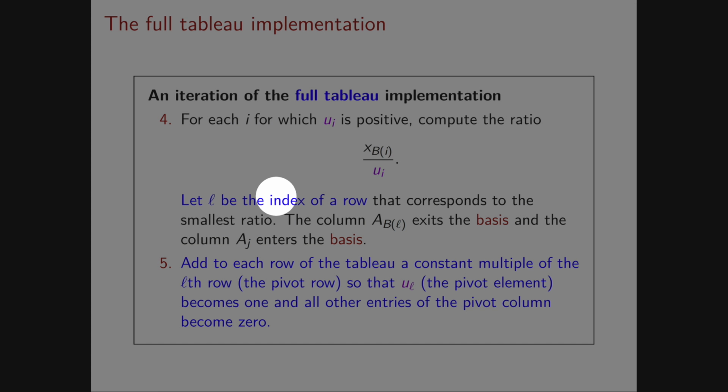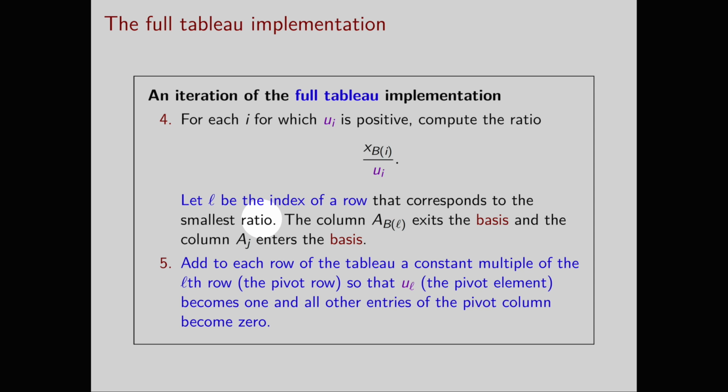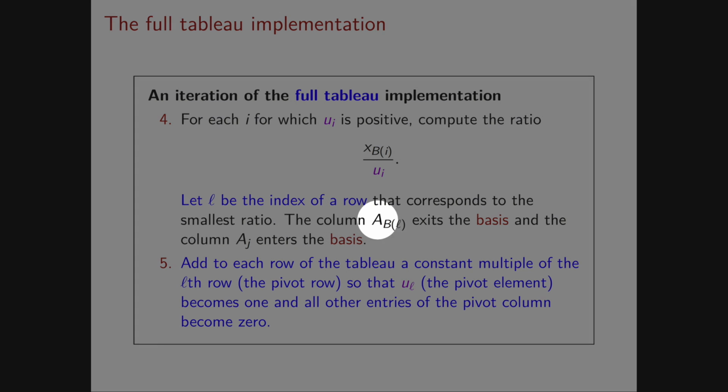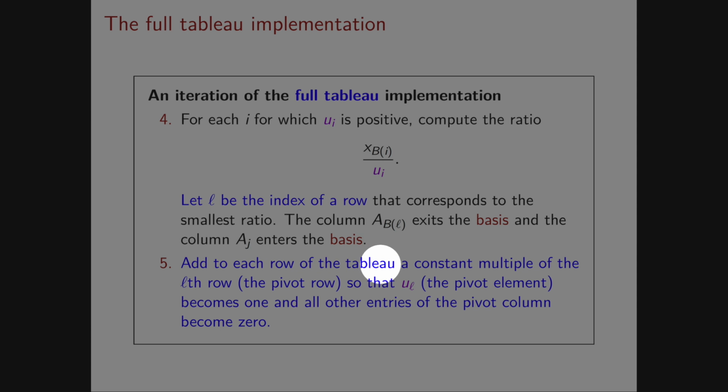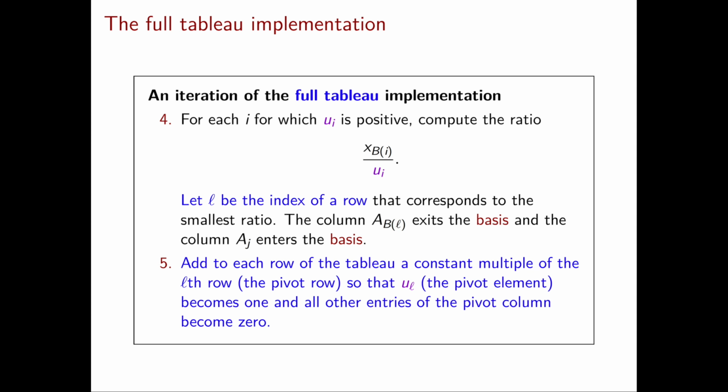So we let l be the index of a row that corresponds to the smallest ratio. Then the column A_B(l) exits the basis and the column A_j enters the basis. Finally, we need to update our tableau. To do this, we use our update rule. So we add to each row of the tableau a constant multiple of the lth row, which is the pivot row, so that u_l, which is the pivot element, becomes 1 and all other entries of the pivot column become 0. Now that we've seen in detail an iteration of the full tableau implementation, let's immediately see an example.